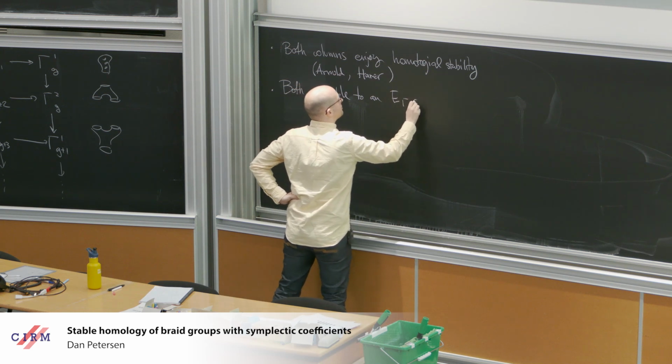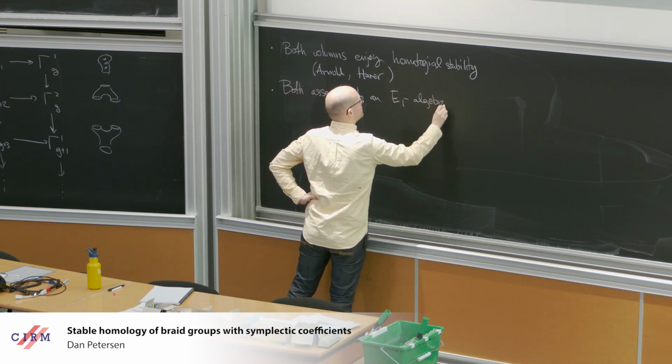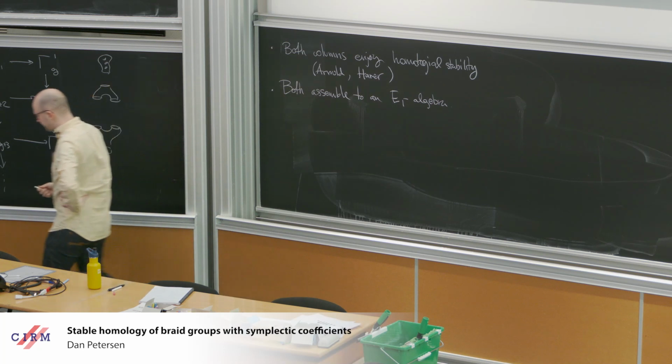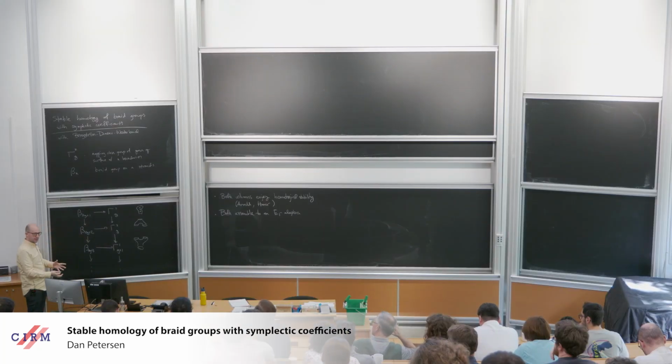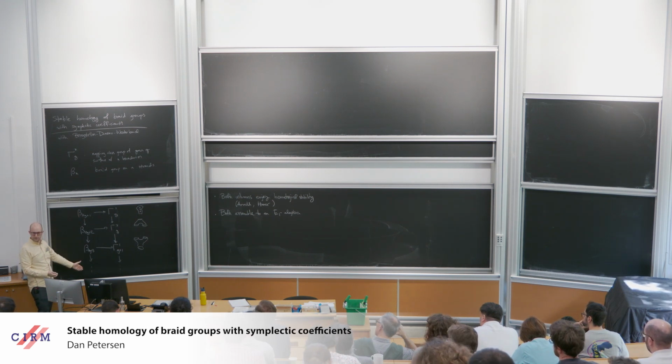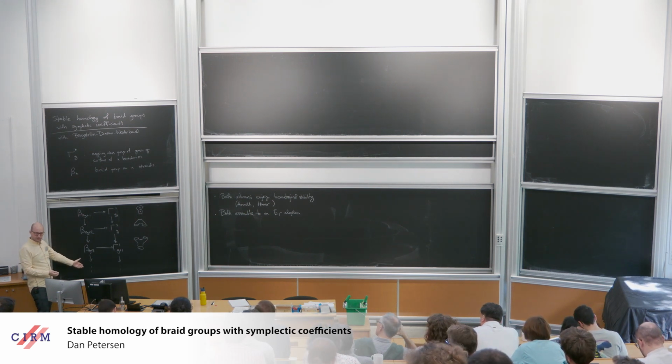Both sides assemble to an E1 algebra. And here I don't mean the groups themselves, but rather their classifying spaces. So if I take the disjoint union of all of the classifying spaces of the braid groups, that's not just an E1 algebra, it's an E2 algebra in the evident way.